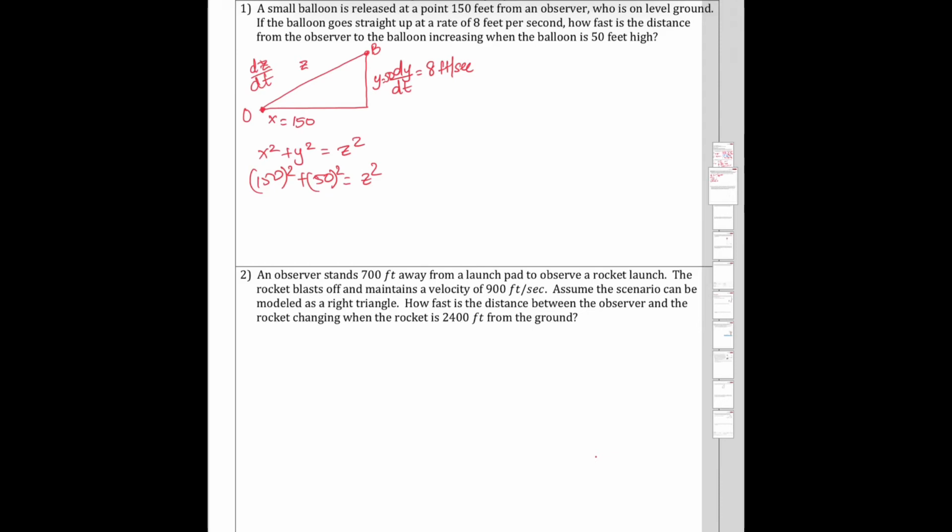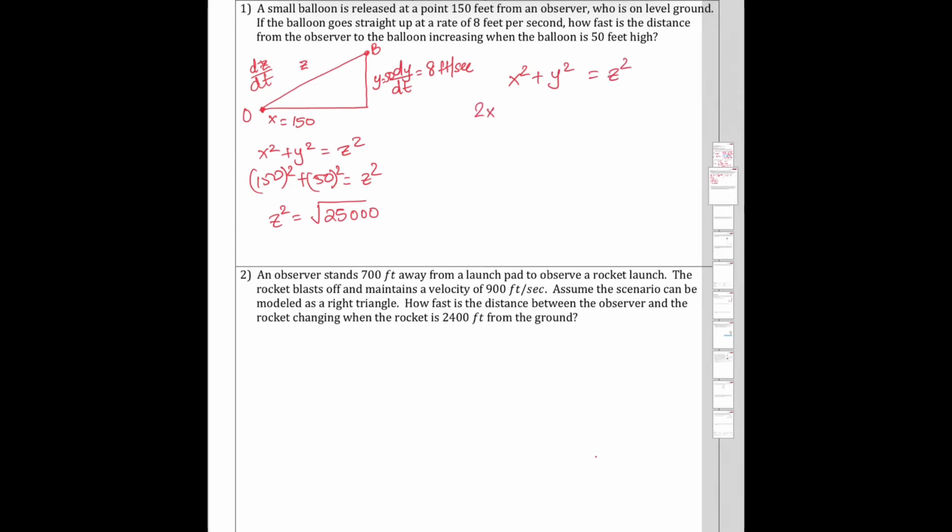So z equals the square root of 25,000, right? Because 150 squared is 22,500, and 50 squared is 2,500, so you add them, it's the square root of 25,000. You can leave it in just that form, you don't have to simplify it. Okay, so now let's get to our question. It's asking me to find dz/dt.